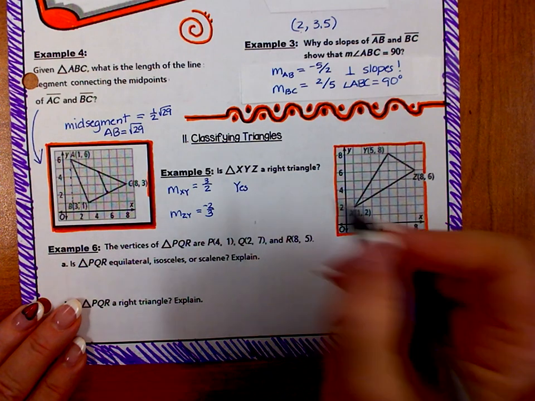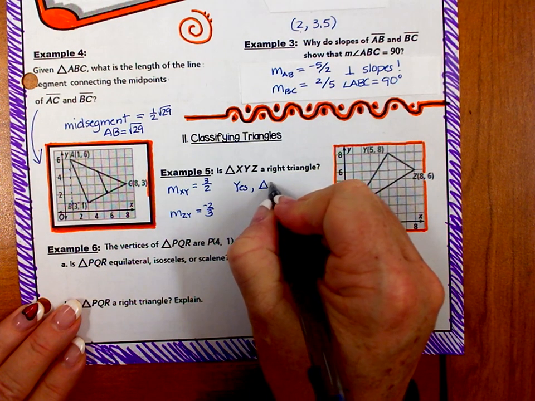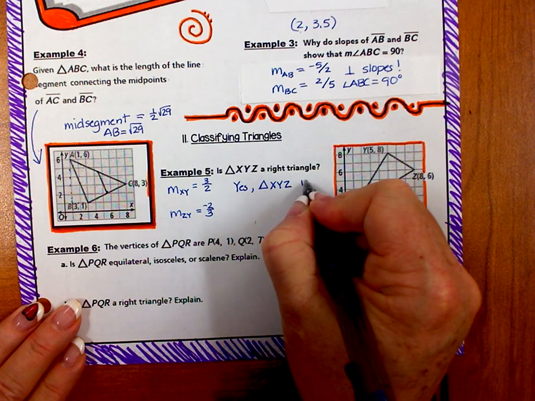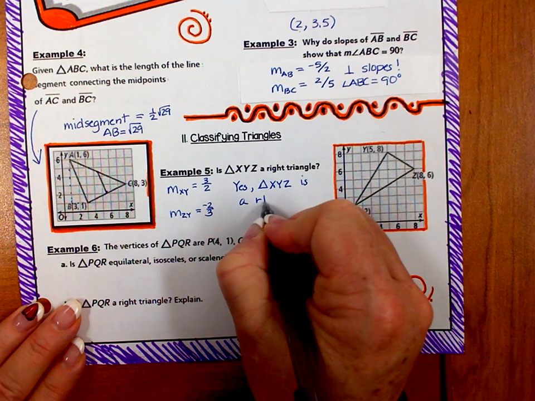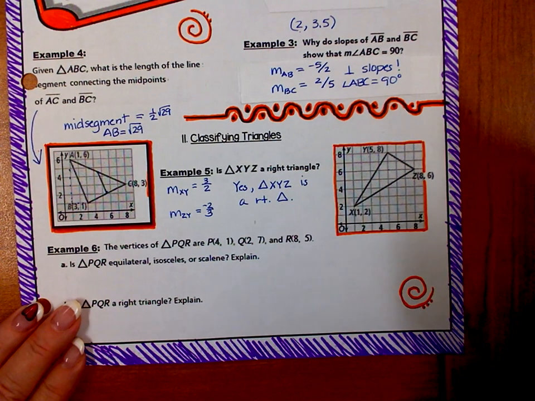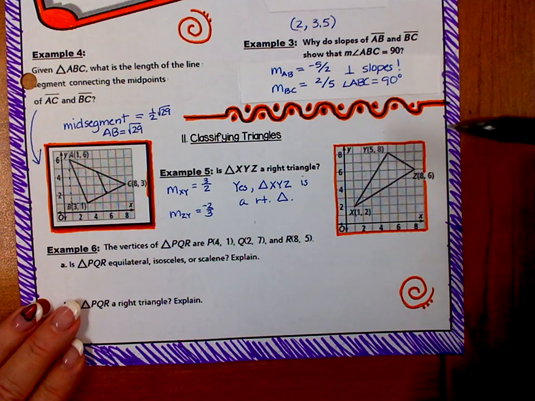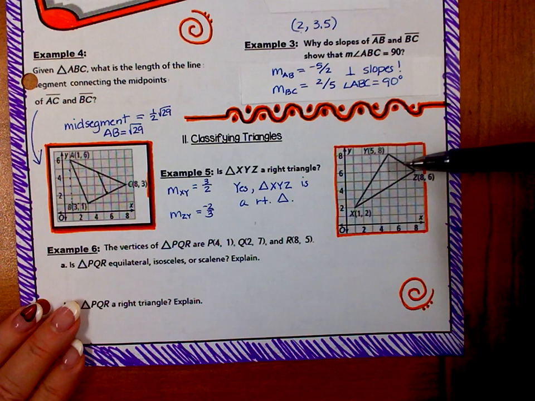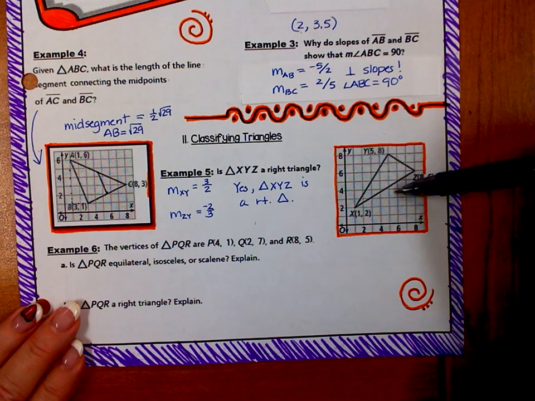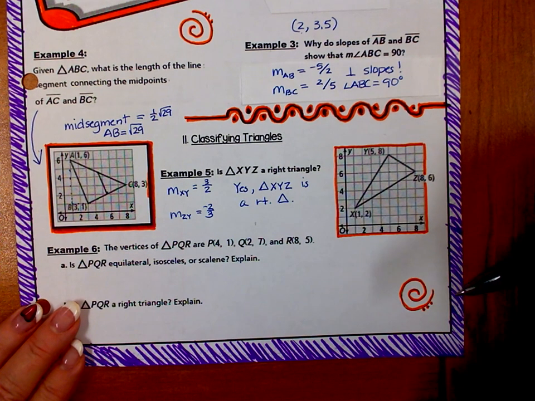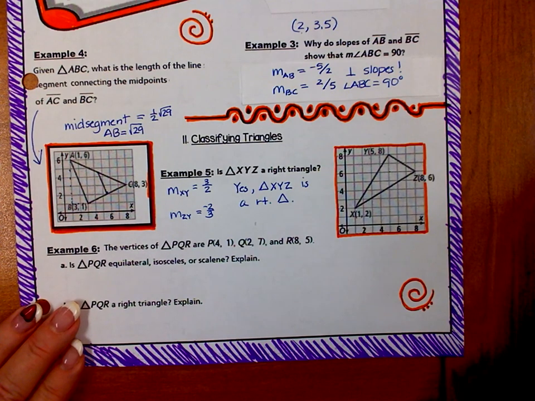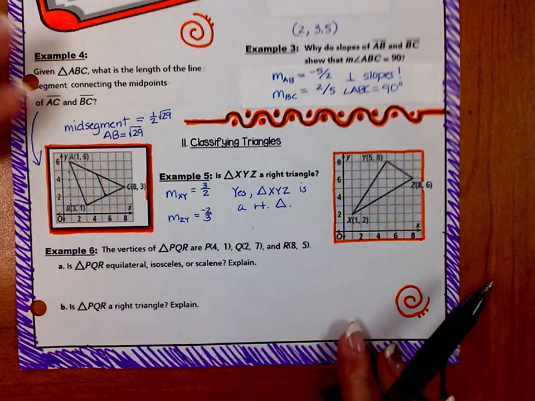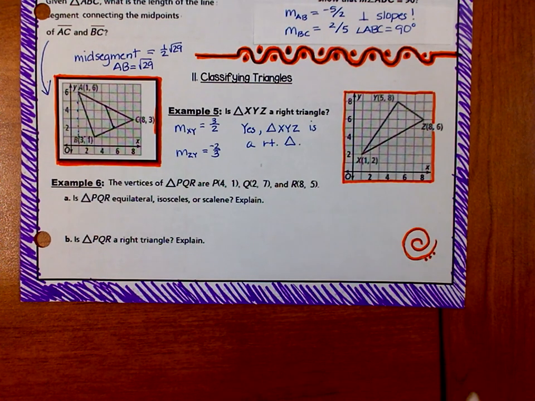Yes, triangle XYZ is a right triangle. Now, another way that we could have found this, if we were to find the length of these sides and say a squared plus b squared equals c squared and discovered whether or not that was a true statement, that would also have worked. All right, let's take a look at example 6.